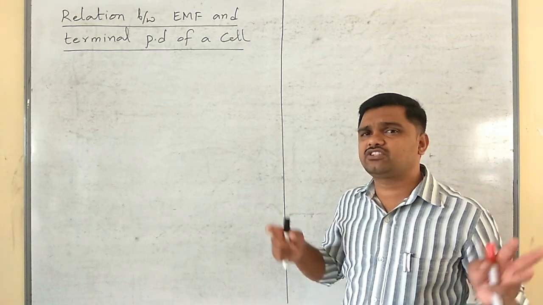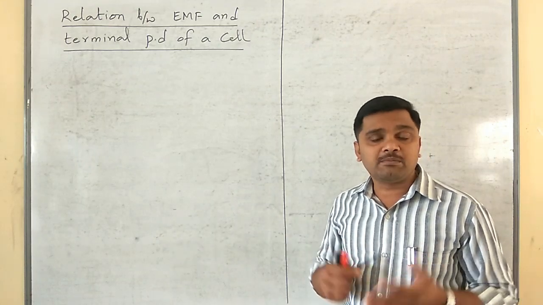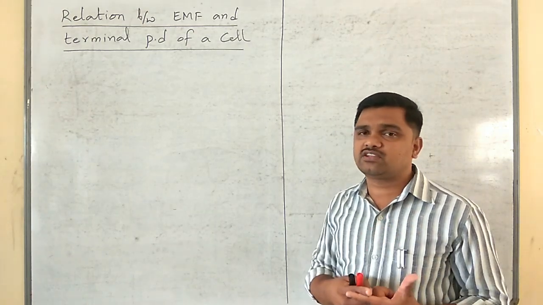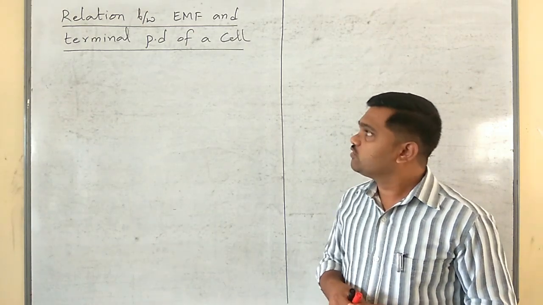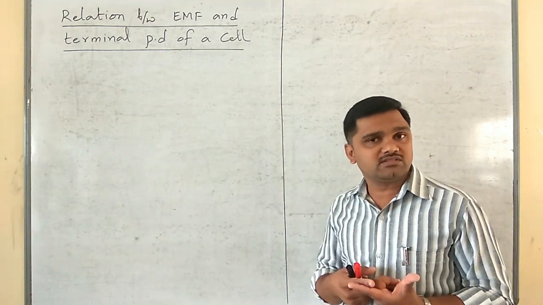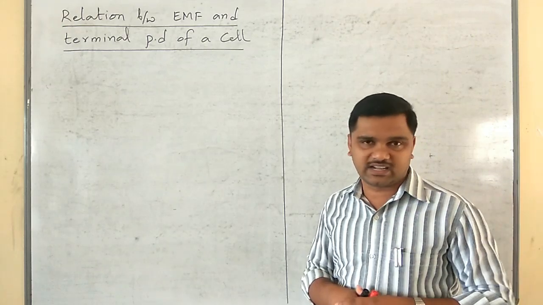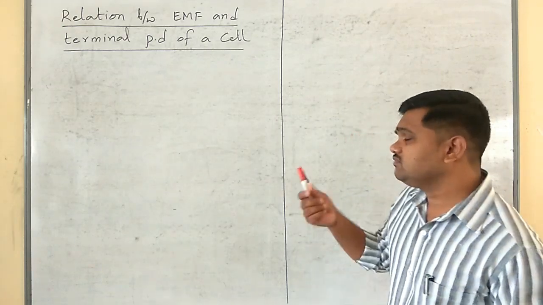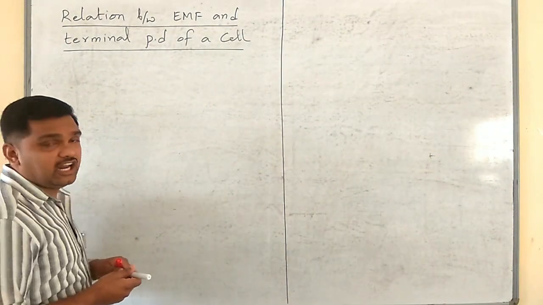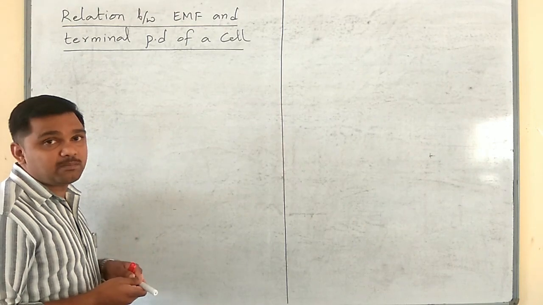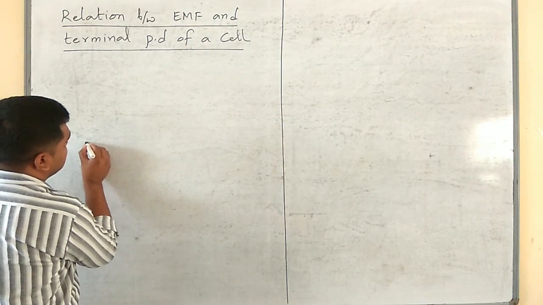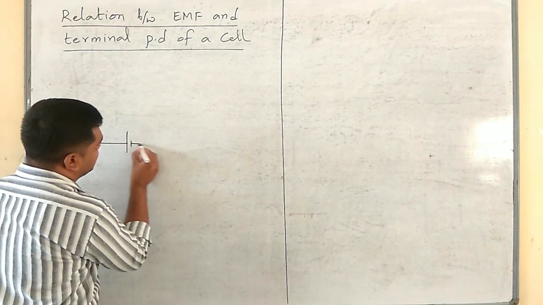Which is the simplest definition for EMF? EMF of a cell can be defined as the potential difference between two terminals of the cell in an open circuit. Whereas terminal PD means the potential difference between two terminals of the cell in a closed circuit. Now, in this class, let us derive an expression which gives the relationship between EMF and the terminal potential difference or terminal PD. See, I will consider one cell like this.